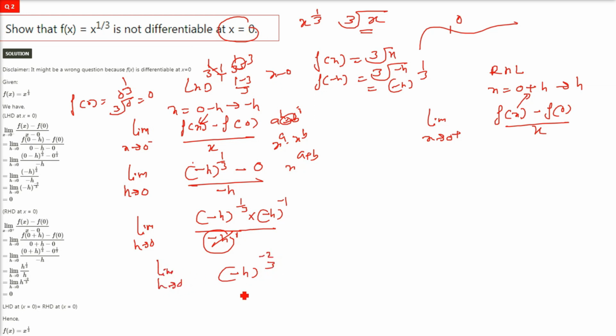Now whatever h can be, h is 0. Whatever the power is, it doesn't matter, it is going to be 0 only. I hope you got the idea. Then my h to the power 1/3, again h to the power 1/3 at 0 is 0 only. And x is h only.